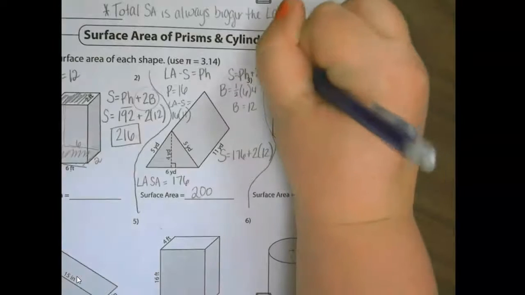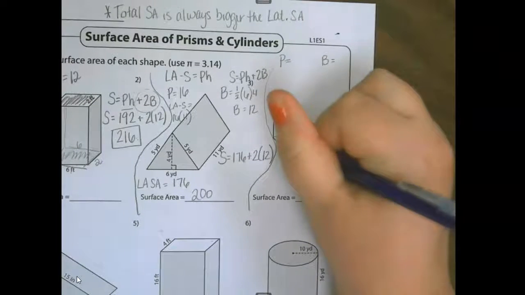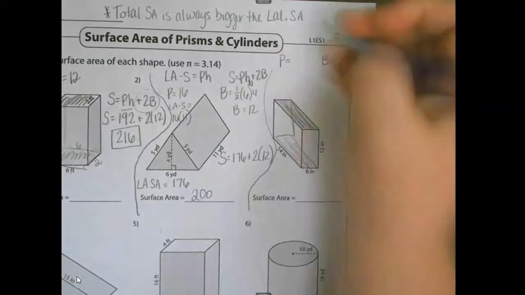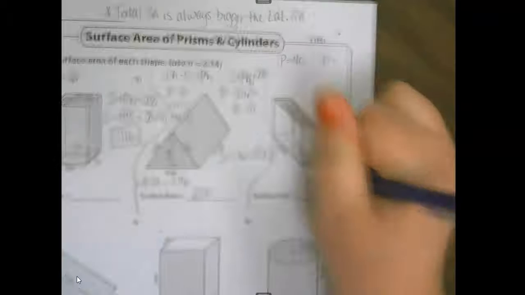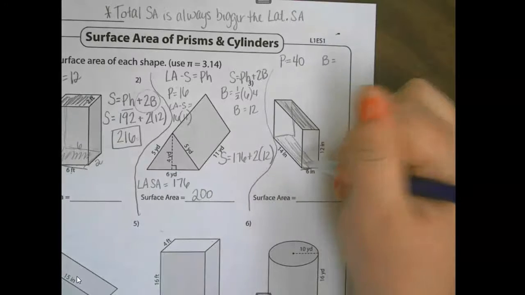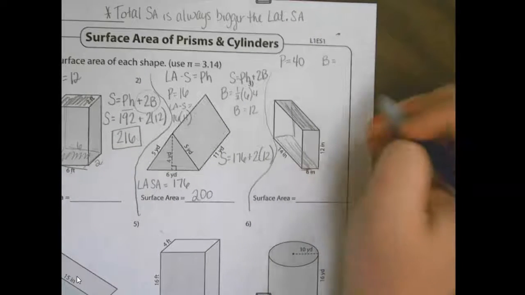I'm going to find my P and my B first. Perimeter is going to be 14 plus 6 plus 14 plus 6, so 20 plus 20, which is 40. My big B is going to be 6 times 14, which is 84.